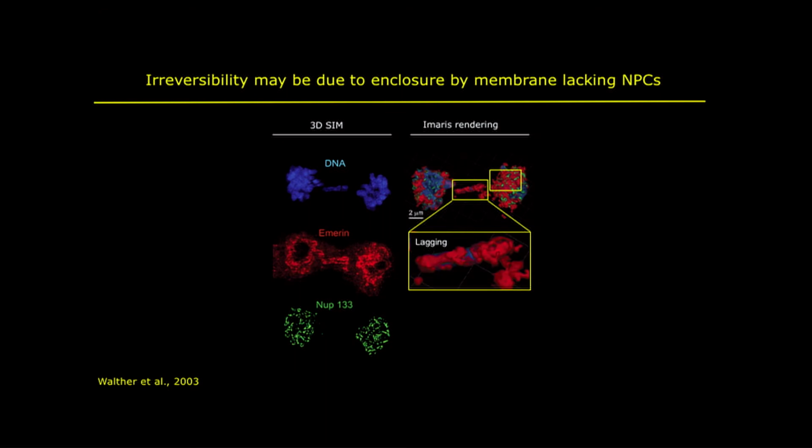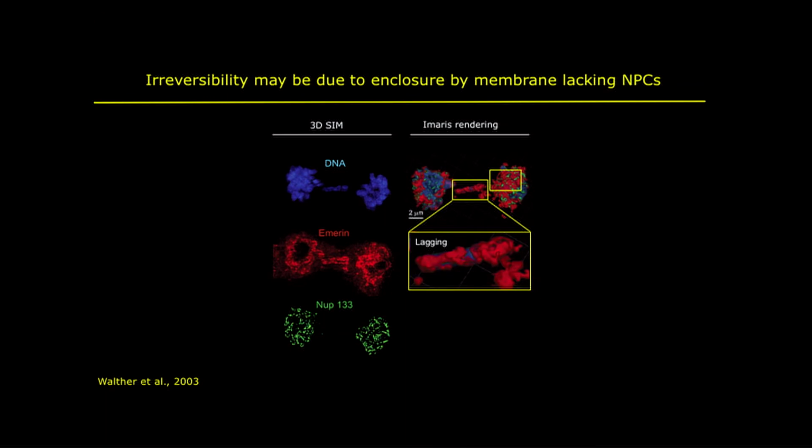What you can see here on these lagging chromosomes, in this super resolution image, is that the membrane protein emerin is completely ensheathing the lagging chromosome, but you're missing the nuclear pore complex proteins. So it looks like the chromosome actually gets physically wrapped in a membrane that lacks nuclear pore complexes. And that in itself could, in fact, be the irreversible event.